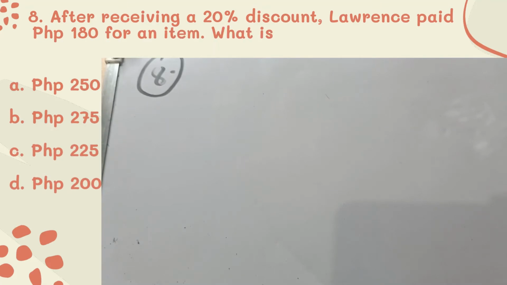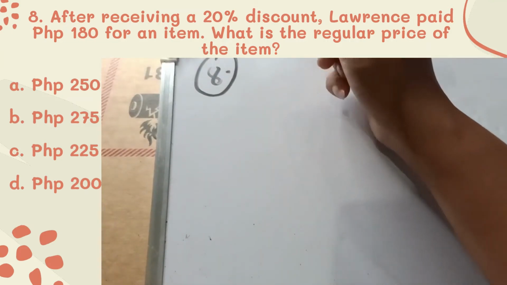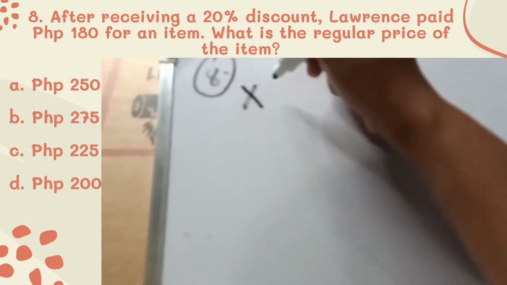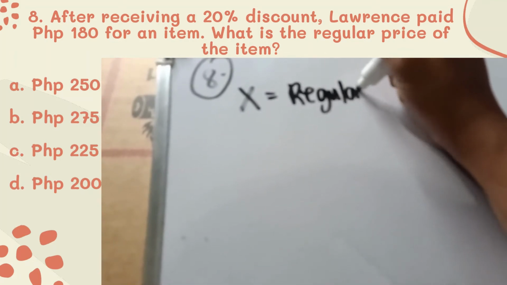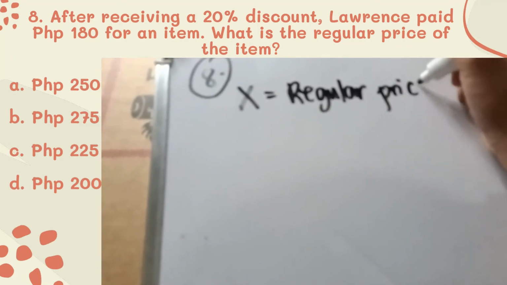Problem, after receiving a 20% discount, Lawrence paid 180 pesos for an item. What is the regular price of the item? So, ang hinahanapan natin dito is yung original price ng item. So, let us represent X, yung ating regular price.